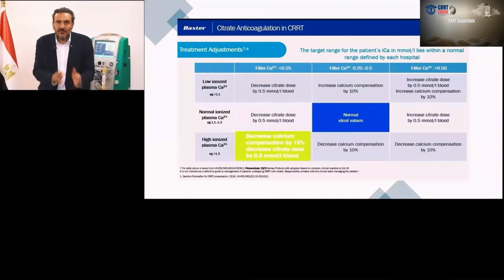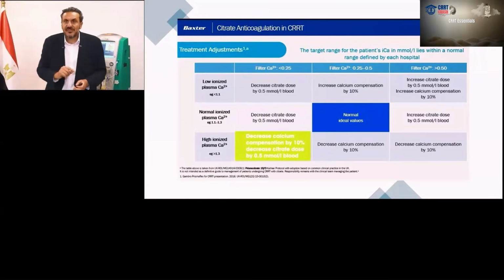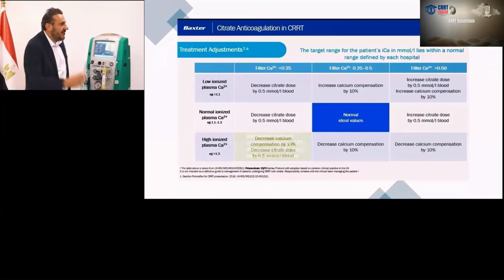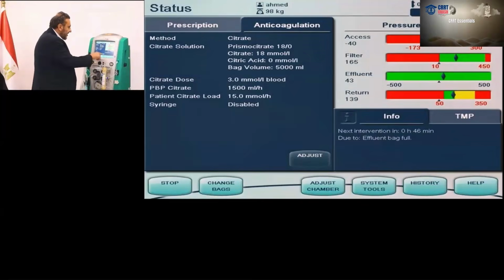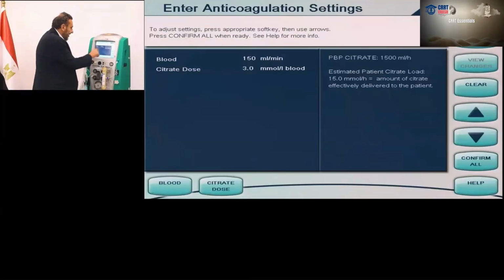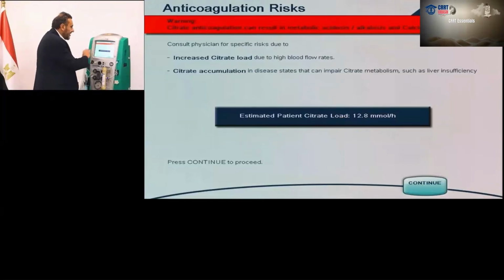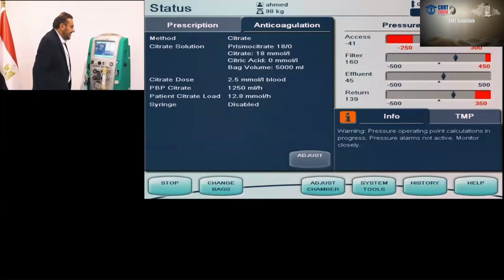How did I know that? From following the Kalmar protocol, you can take a look at it. Now, the nurse's instruction is go from 3 millimole to 2.5. How does the nurse do that? Very easily. They go to the anticoagulation menu. They adjust. They go from 3 millimoles of citrate to 2.5 millimole of citrate. They confirm, and that is now the menu as changed.